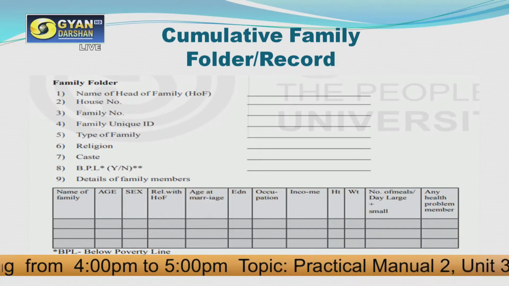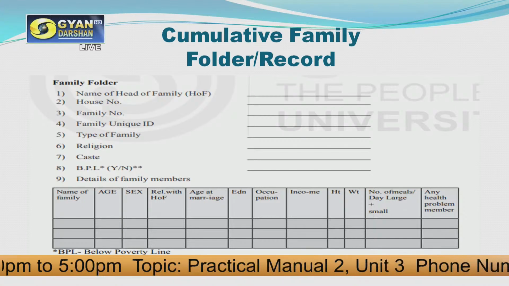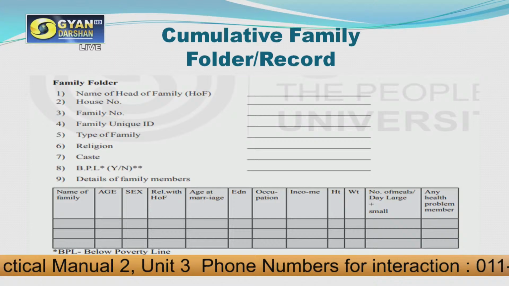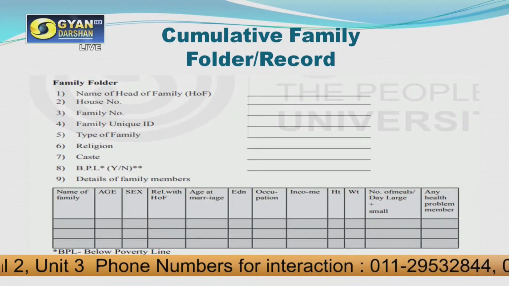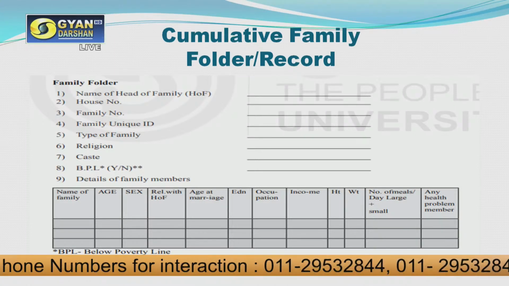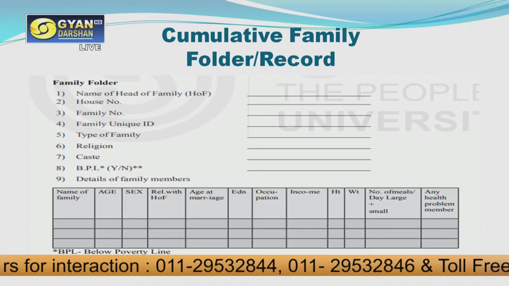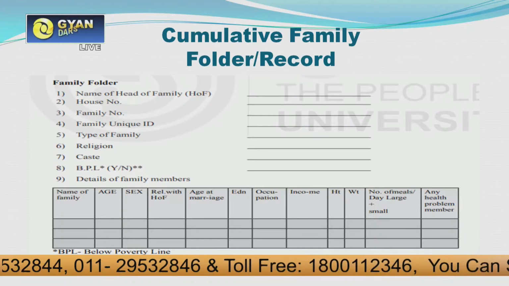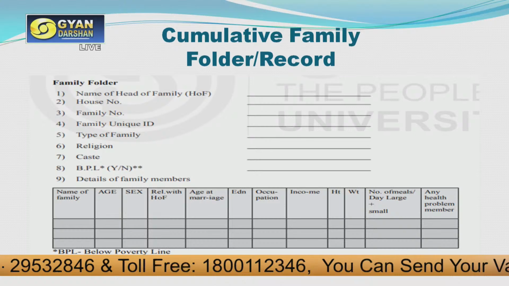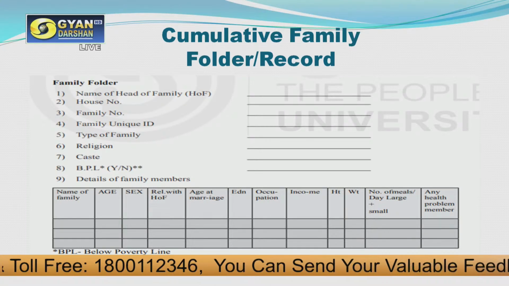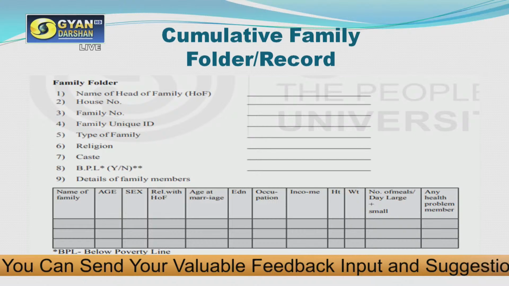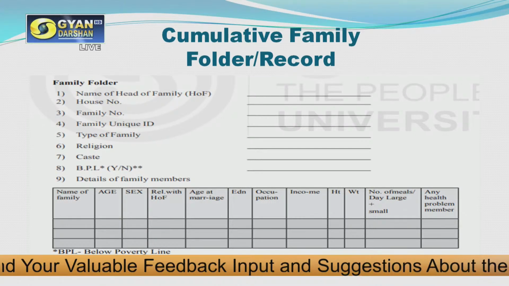Like if you see the table given in the slide, there you will write in general the name of the head of the family, household, house number, family unique ID number, type of family, religion, caste, whether the family is BPL or not, and in the table you can mention the name of the family members.